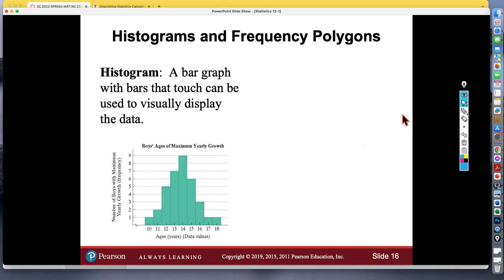Okay. Another thing we can do is we can turn it into a bar graph. So this is the data of the growth rate of the boys, and we can see at 14 has 9. So it's just a visual representation of it. Okay, so a bar graph is just taking those numbers and making it visual, and we can see the pattern maybe a little bit more clearly than when it was just numbers.